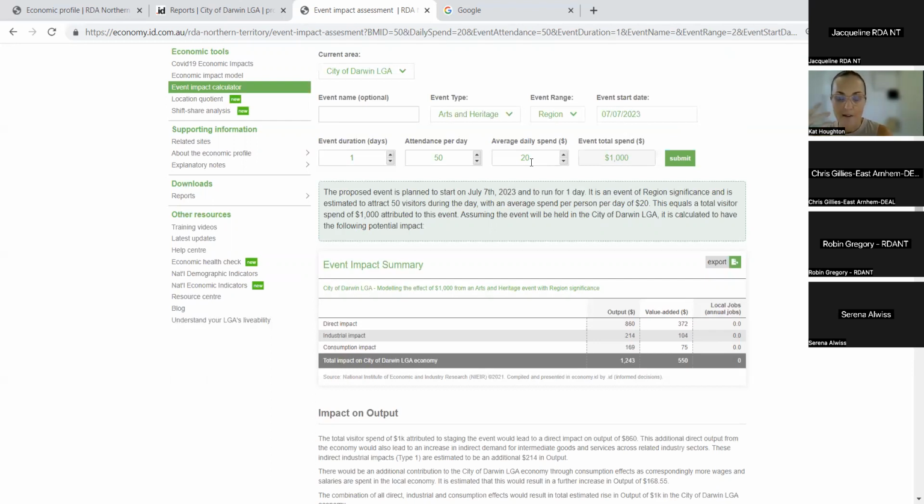It's really about that visitation to your economy and what that additional visitation means as well. So if you've got events or you're thinking about doing a strategy around visitation, this is a really good way of being able to monitor that as well.